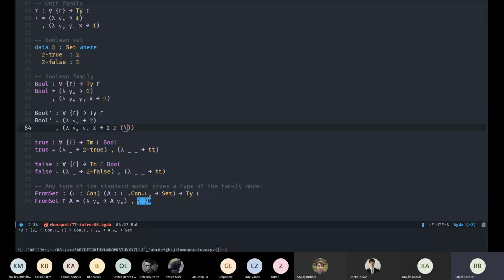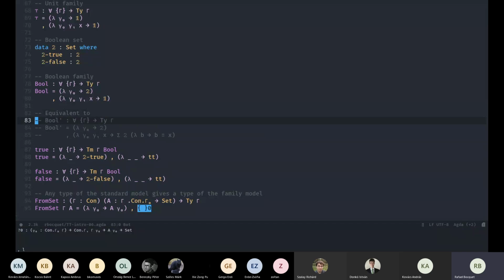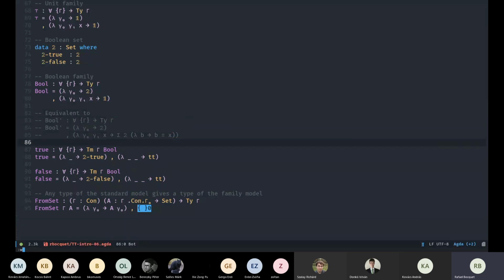But then we also want to say that, okay, we say that the second component consists of a Boolean, but we also want to say that this Boolean is equal to X. And actually this is related to other definitions of the family model.